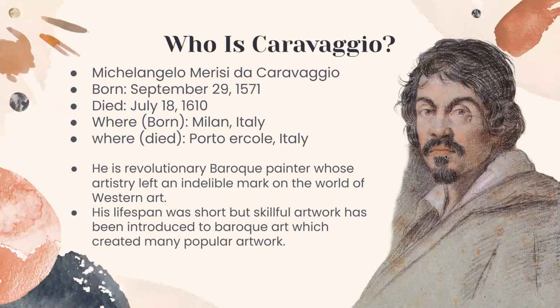But before that, let's explain whose artwork they belong to. Who is Caravaggio? Michelangelo Merisi da Caravaggio was born on September 29, 1571, in Milan, Italy, and died on July 18, 1610, in Porto Ercole, Italy. He was a revolutionary Baroque painter whose artistry left an incredible mark on the world of Western art. His lifespan was short, but his skillful artwork, which created many popular works that people know even today in society, was introduced to Baroque art.